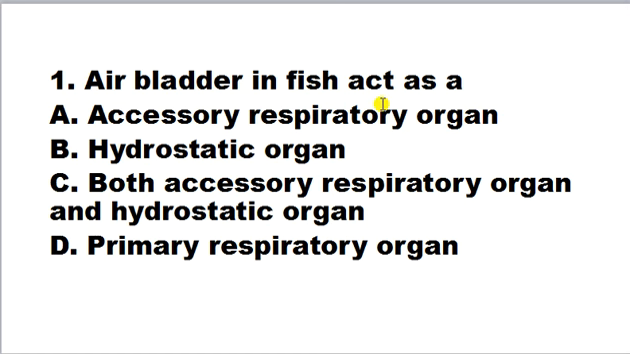Air bladder in fish acts as an accessory respiratory organ, hydrostatic organ, both accessory respiratory organ and hydrostatic organ, or primary respiratory organ. So air bladder in fish acts as a hydrostatic organ. So correct answer is B.